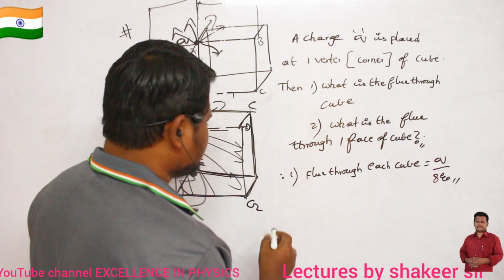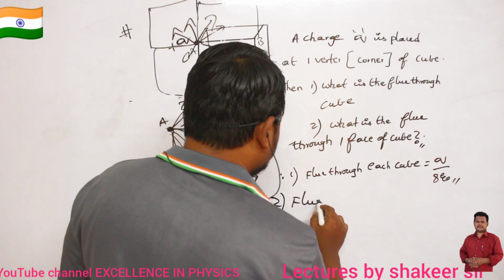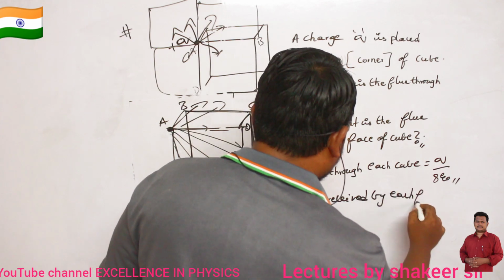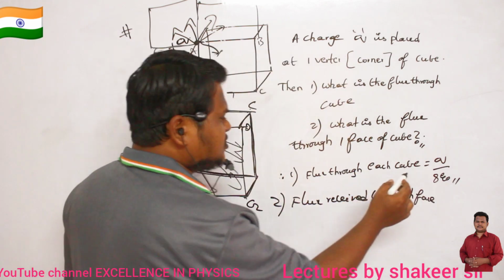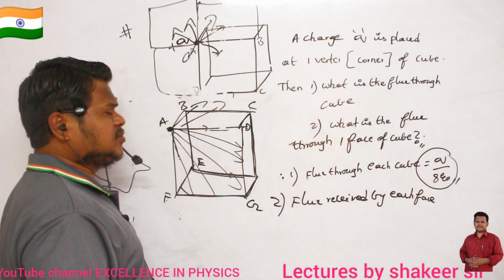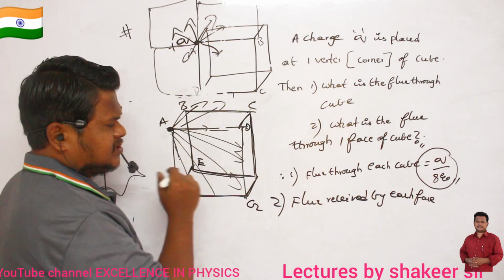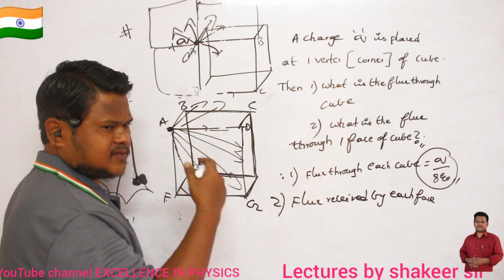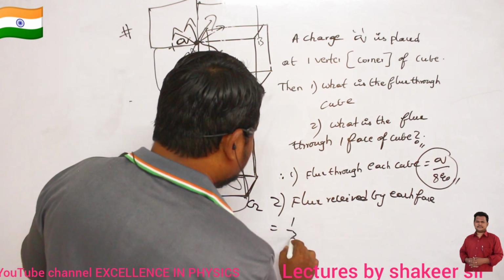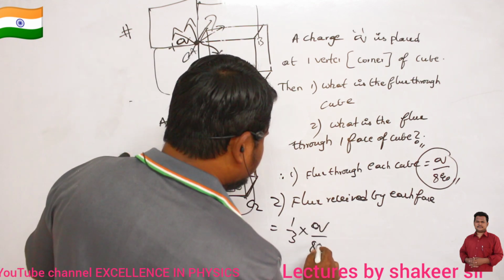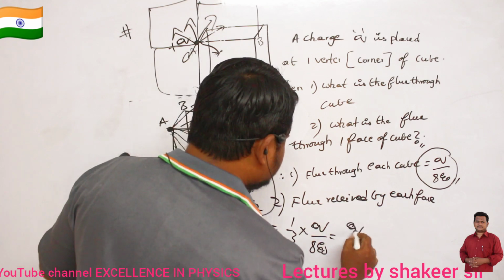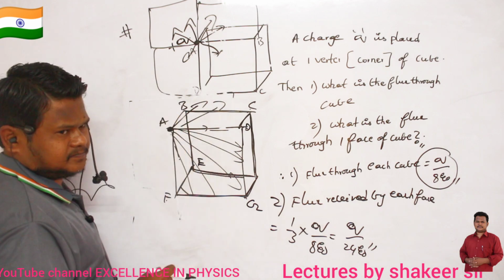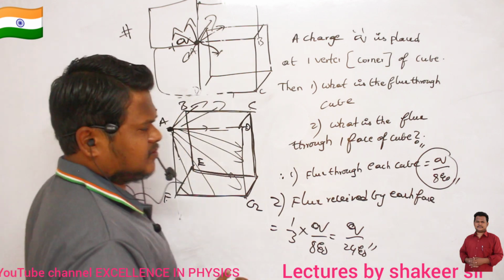So, therefore, what is the flux received by each face? Clear? So, what is the flux received by each cube first of all? Each cube will receive Q by 8 E naught. And 3 faces are there, no? Into 3 faces, equally flux lines will be distributed. So, therefore, 1 by 3 of Q by 8 E naught. So, Q by 8 3s are 24 E naught. So, this is the flux received by each face. Have you understood this one? Come on, make a note up to here.